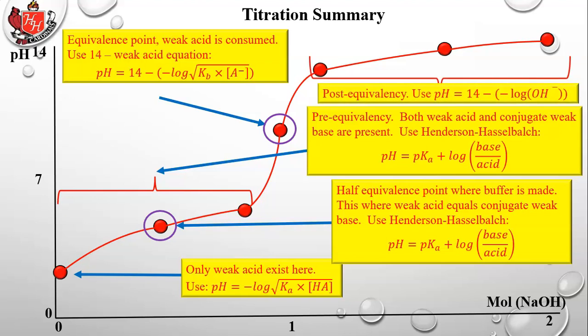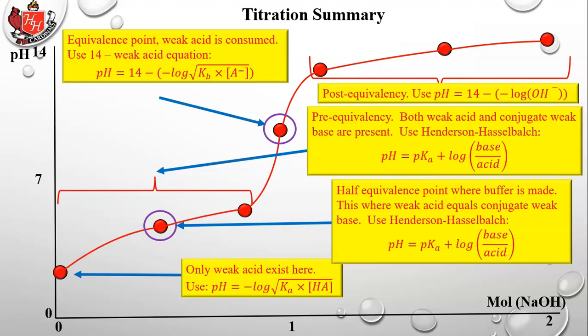Finally, up at the very top, you have post-equivalency. At that point, all you have going into the solution is the strong base, so it's pushing the pH all the way up toward 14. So it's the negative log of the OH concentration. To get the pH, you subtract that from 14 and you get the pH. So that's a summary of all the different parts of a titration curve.